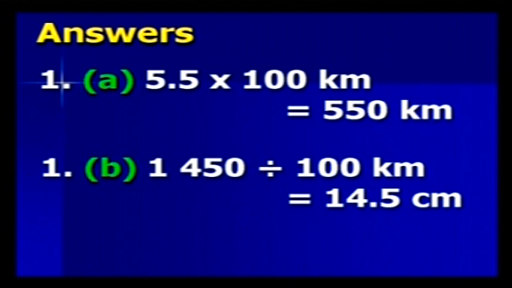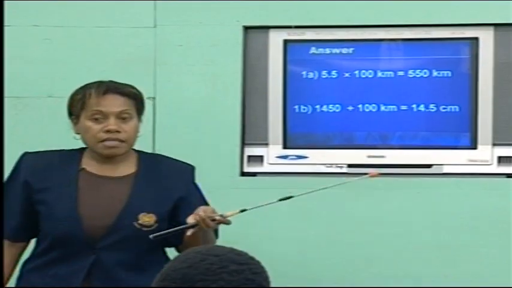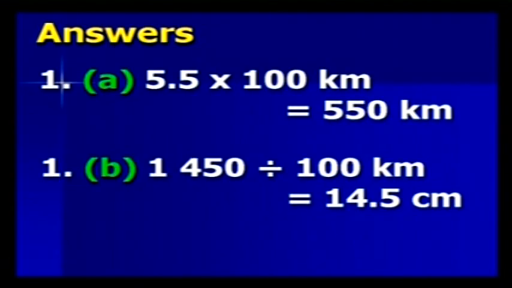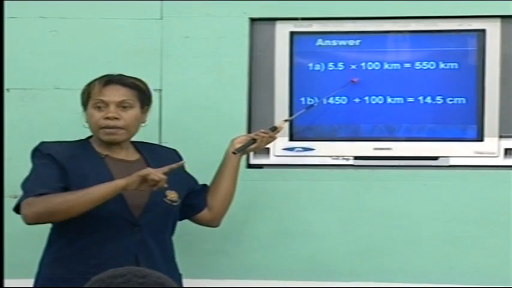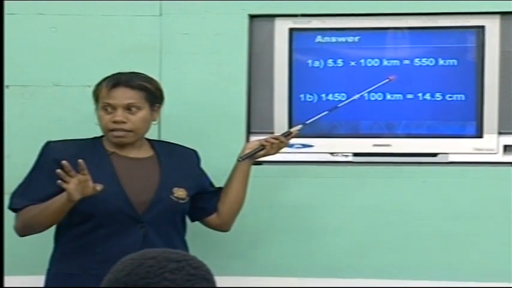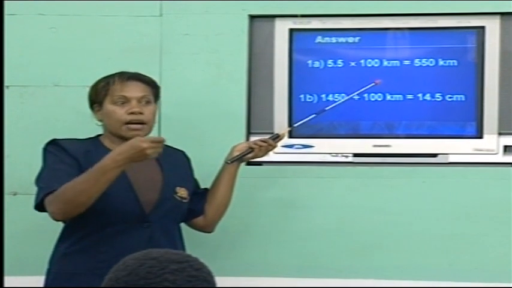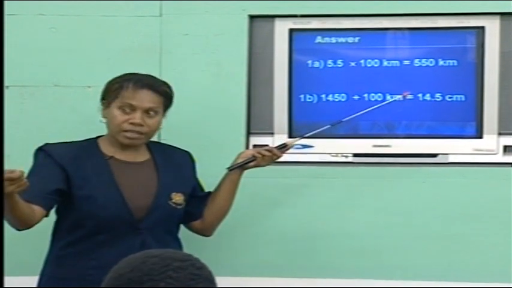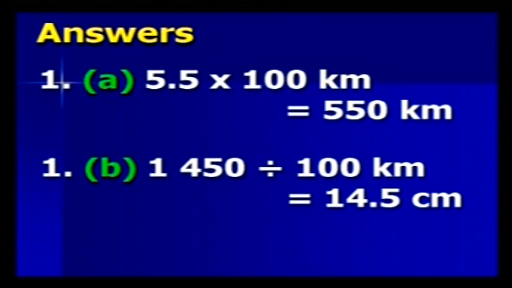Class 7s and receiving students? Okay, again, look at answer 1A. 5.5 centimeters times 100 kilometers. We were looking for the actual distance on the ground. On the map, the distance of Port Moresby to Woodlark is 5.5 centimeters. You look at your scale, 1 centimeter represents 100 kilometers on the ground. So 5.5 times 100 kilometers is equal to 550 kilometers. That's the actual distance on the ground.